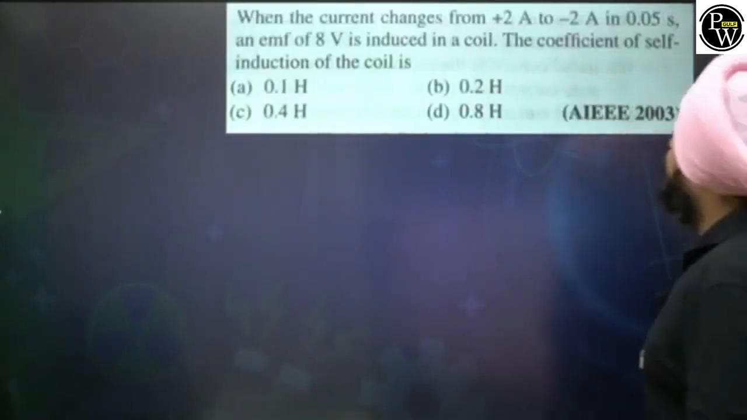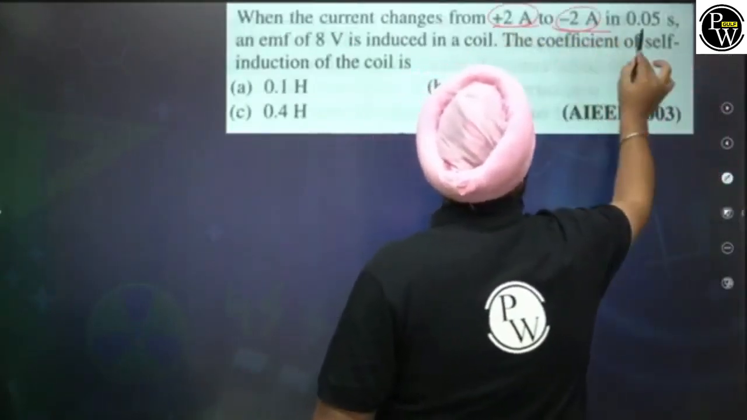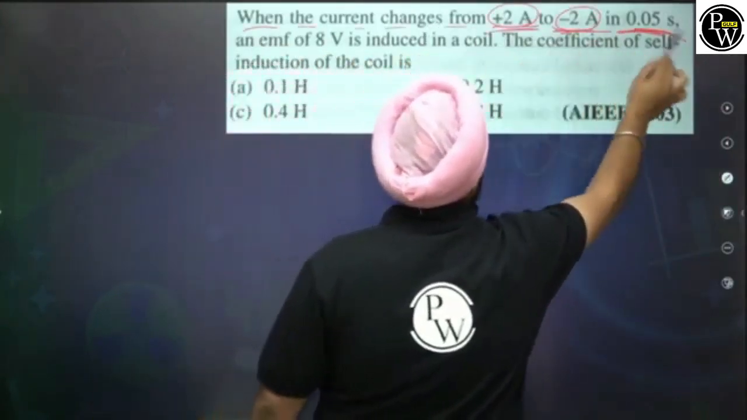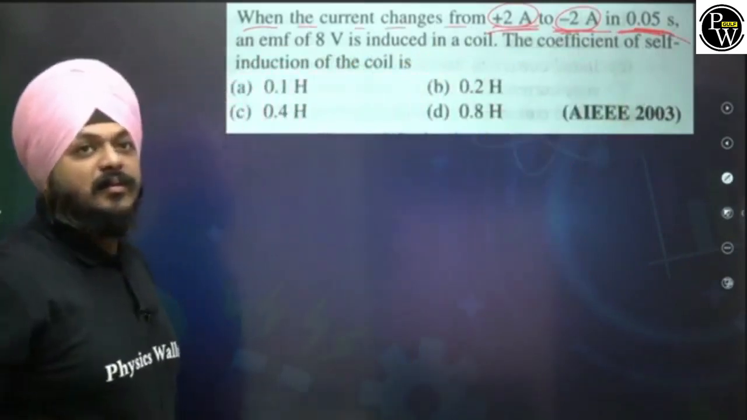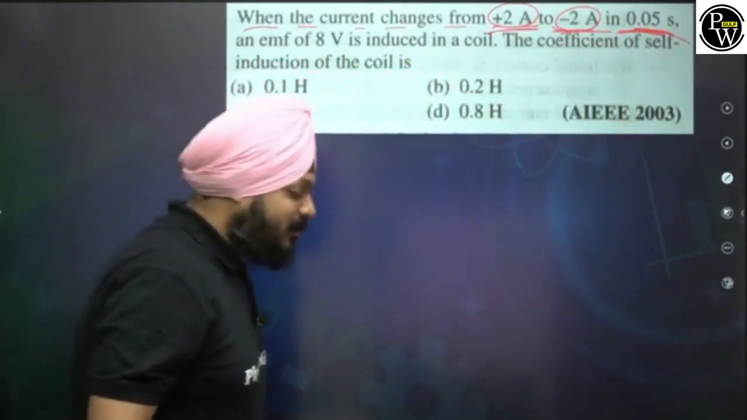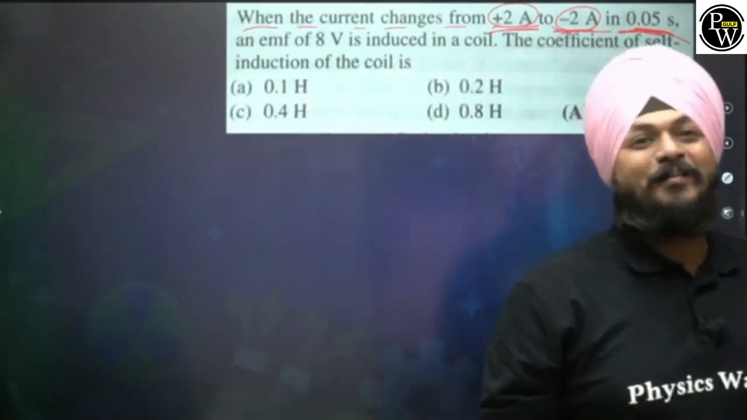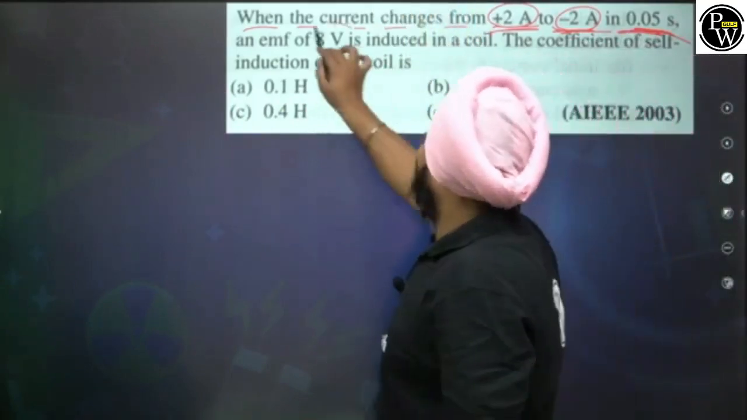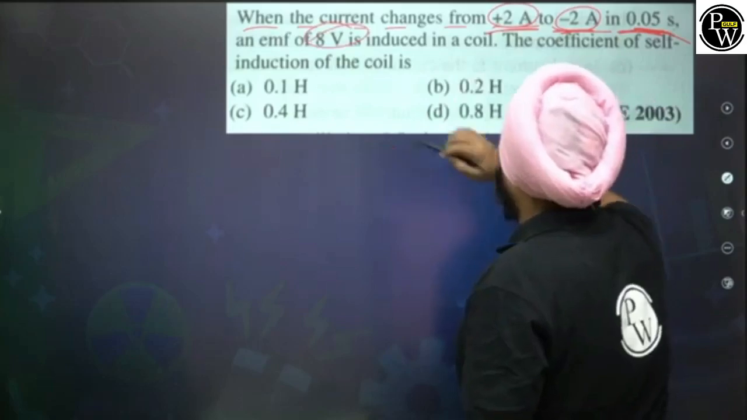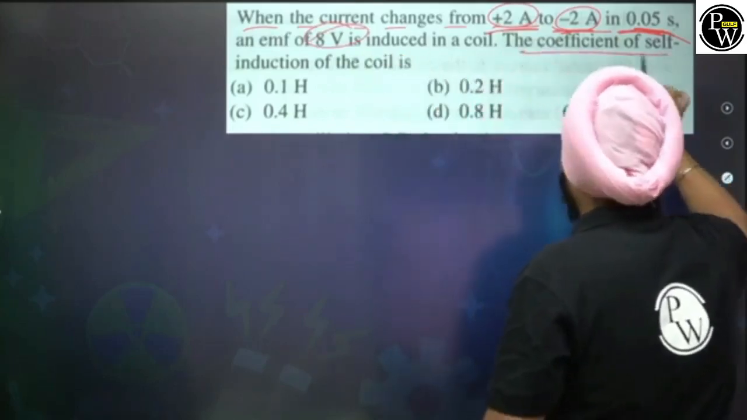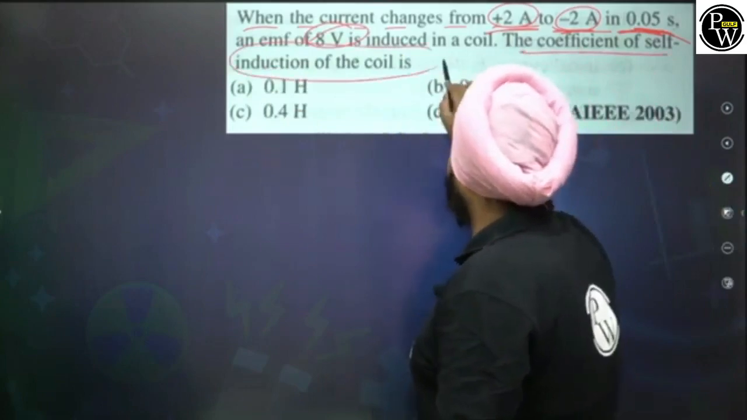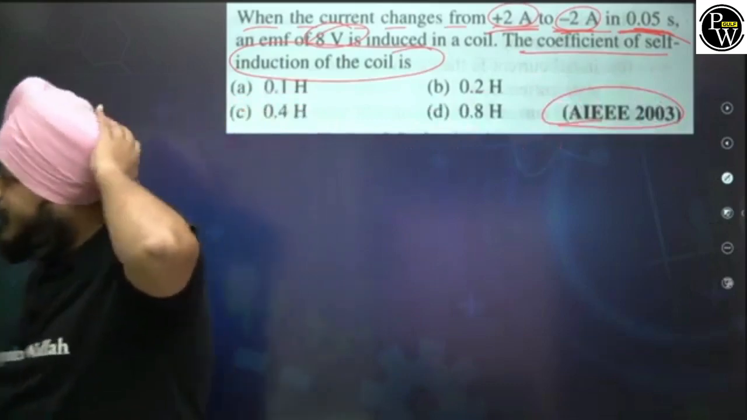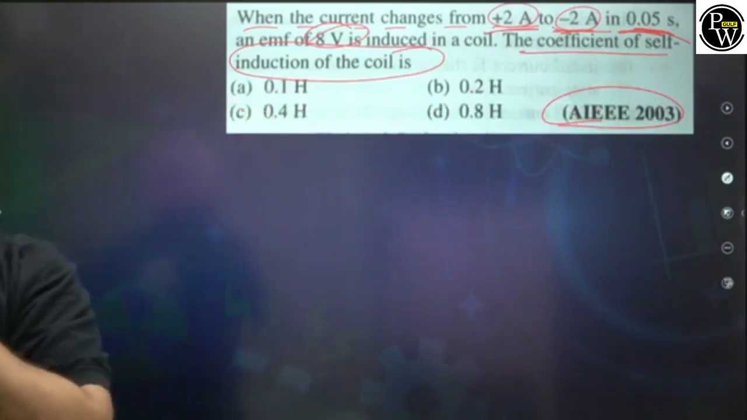When the current changes from plus 2 ampere to minus 2 ampere in 0.05 seconds, the current is decaying, and an EMF of 8 volt is induced in the coil. The coefficient of self inductance of the coil will be what? AIEEE 2003.